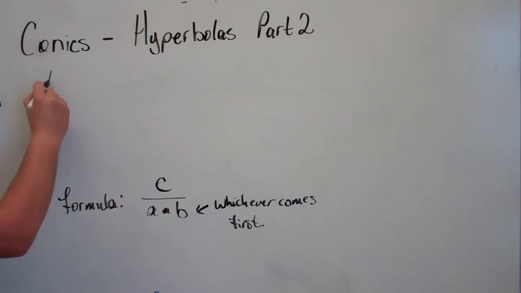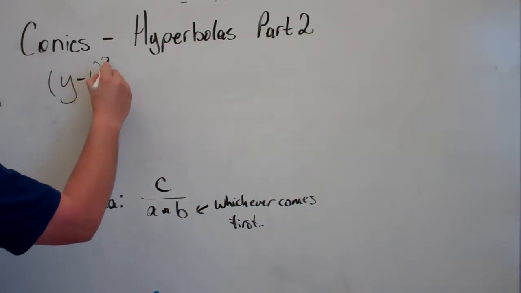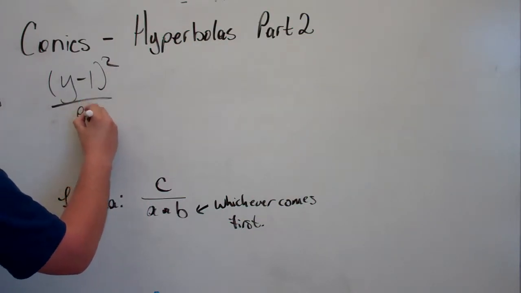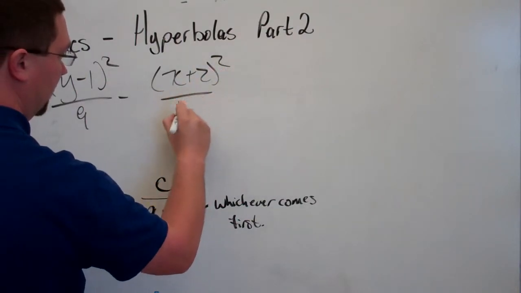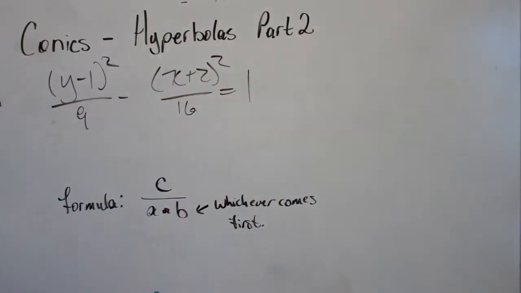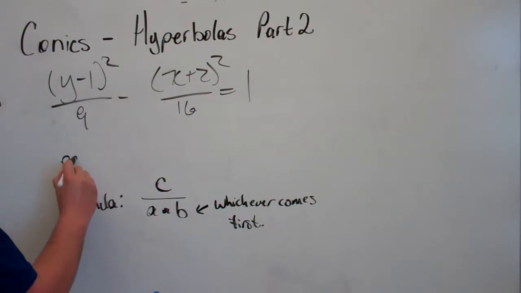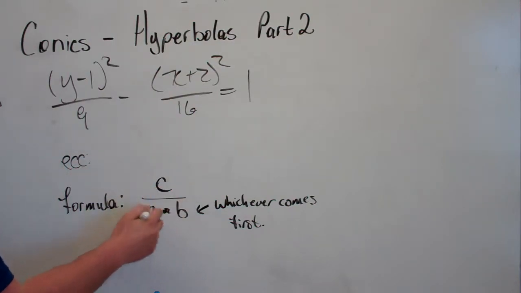Now, let's look at our previous one. Y minus 1 squared over 9 minus x plus 2 squared over 16 equals 1. We want to find the eccentricity. Remember, it's C over A or B. Well, we know what C is from the previous problem. We know that C is 5.